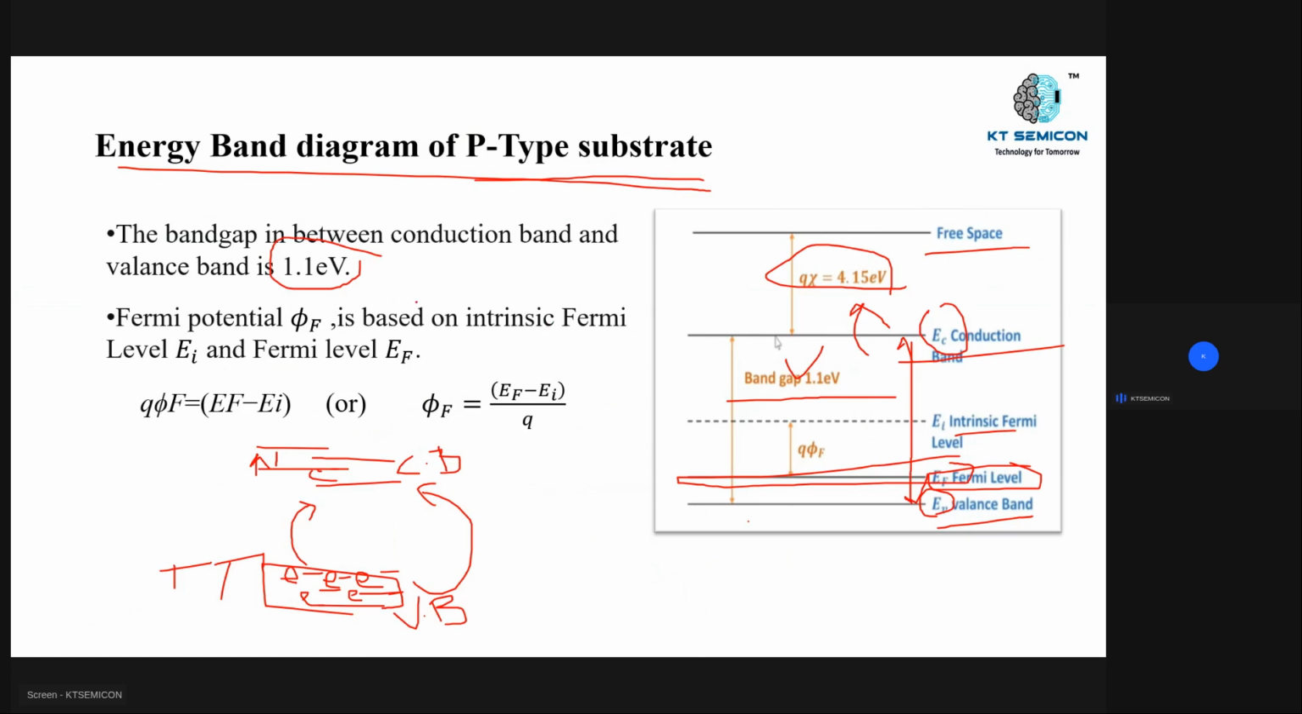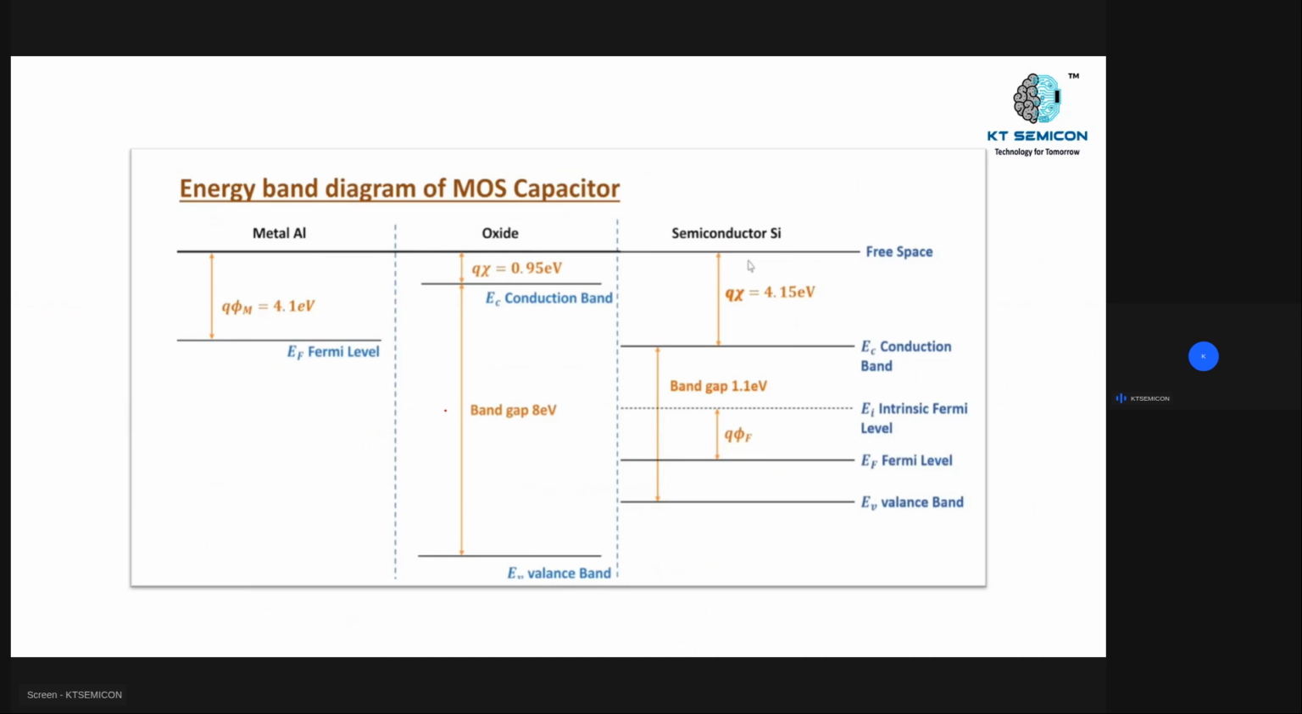Okay, so this is known as band gap, right? This is known as band gap. So Fermi potential phi f is based on the intrinsic level. By using this intrinsic Fermi level we can find the Fermi potential also. Fermi potential, okay, this is the thing. And after that, the energy band diagram of a MOS capacitor.